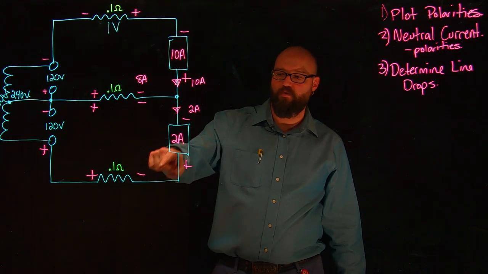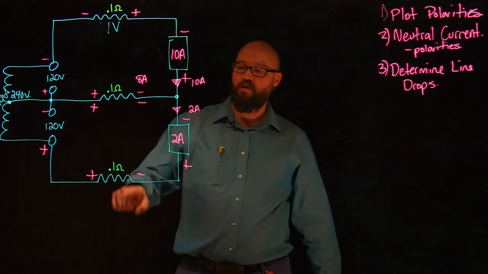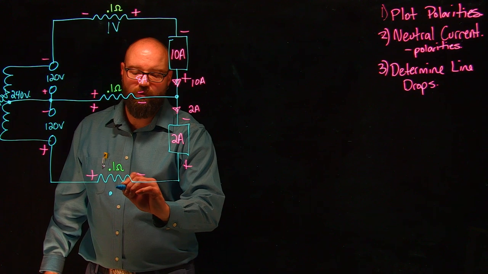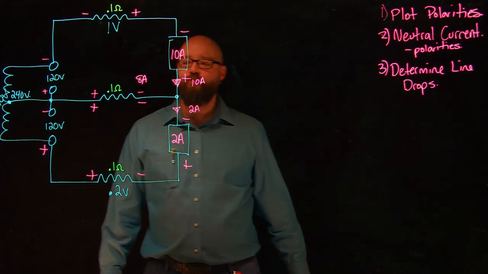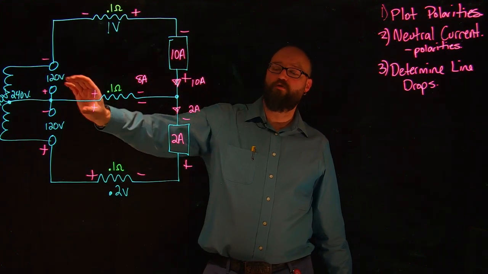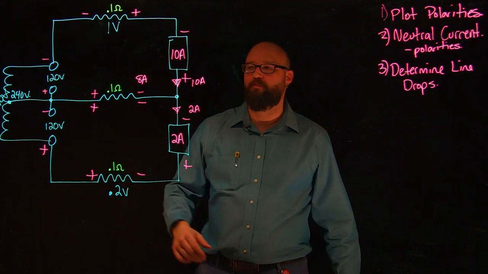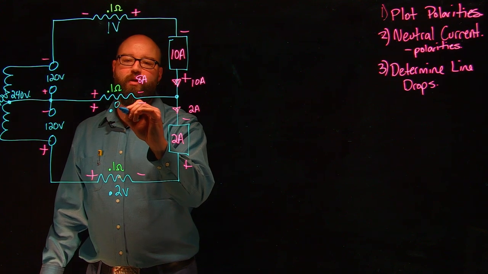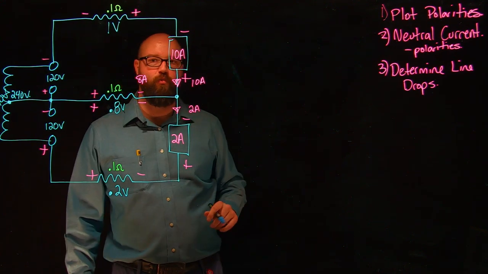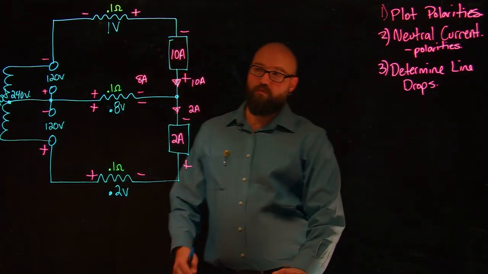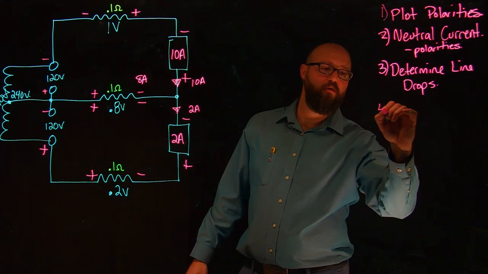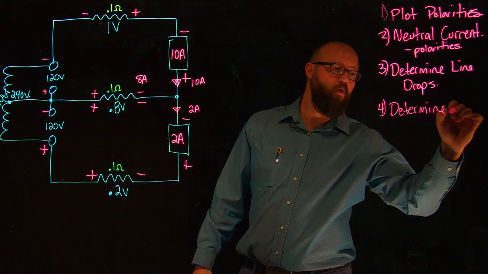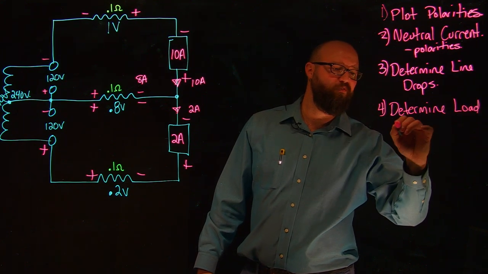Down here, same thing, we know we have 2 amps flowing back this direction, and I have 0.1 ohms of resistance again, we can determine that we have 0.2 volts dropped on this conductor. On our neutral, we have 8 amps flowing back to our supply, which means with my 0.1 ohm of resistance here, I can determine that I have 0.8 volts dropped on our conductor there as well. Okay, so we have our line drops. Step 4, let's determine our load voltages.